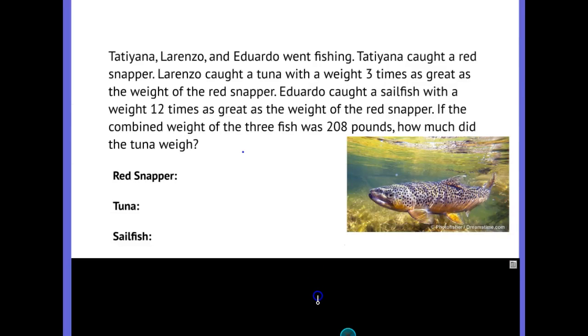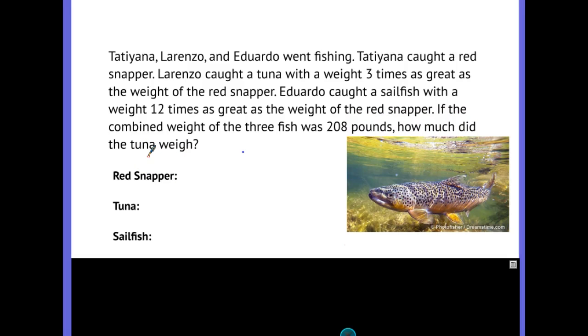Still with fish. Tatiana, Lorenzo, and Eduardo went fishing. Tatiana caught a red snapper. Lorenzo caught a tuna with a weight 3 times as great as the weight of the red snapper. Eduardo caught a sailfish with a weight 12 times as great as the weight of the red snapper. If the combined weight of the 3 fish was 208 pounds, how much did the tuna weigh?